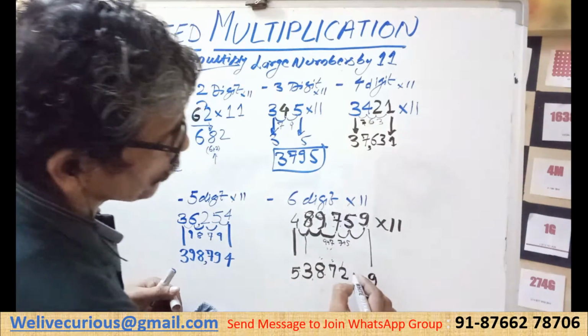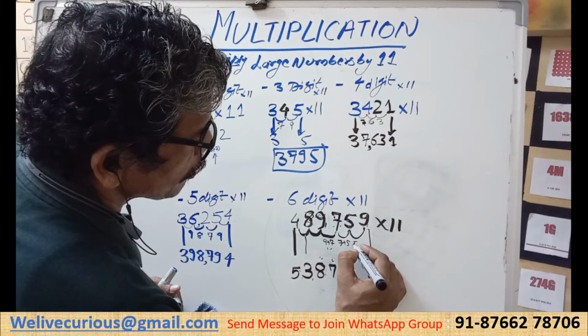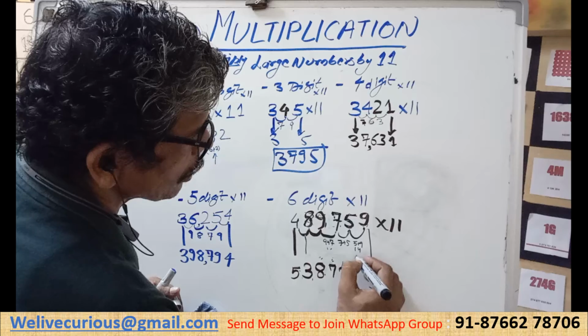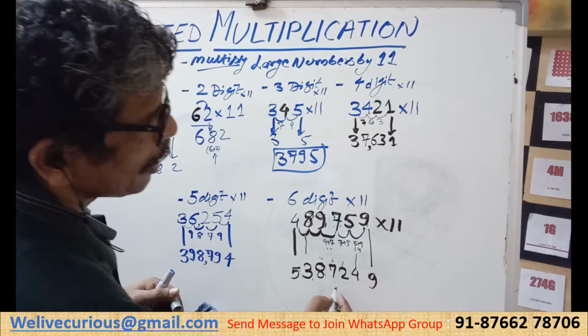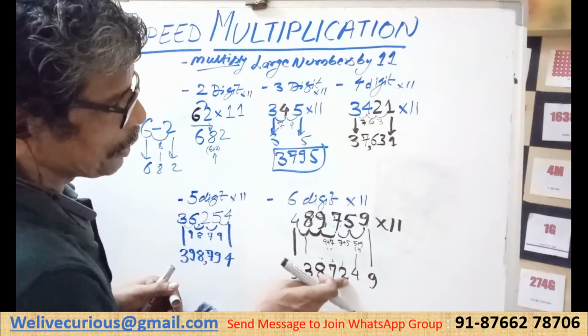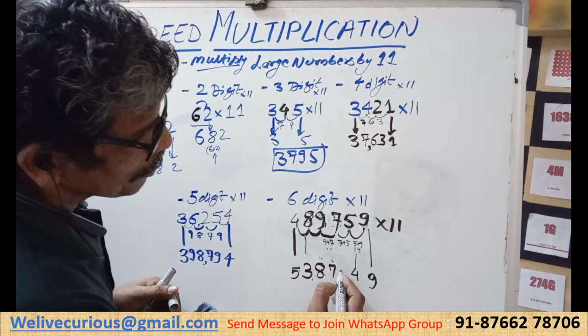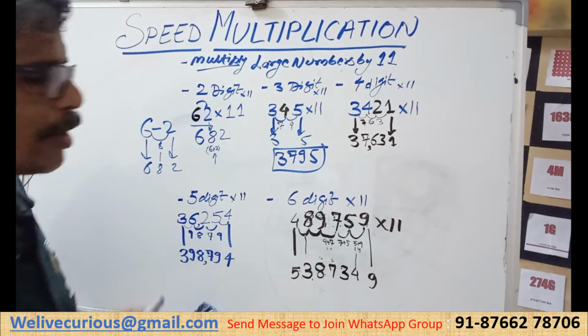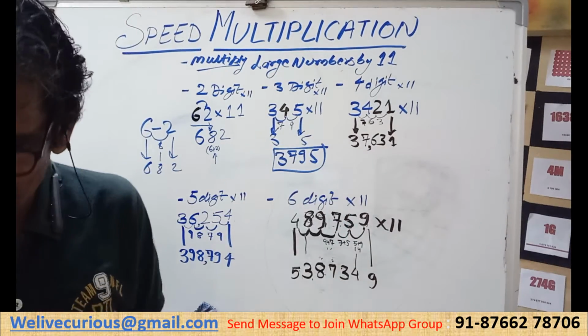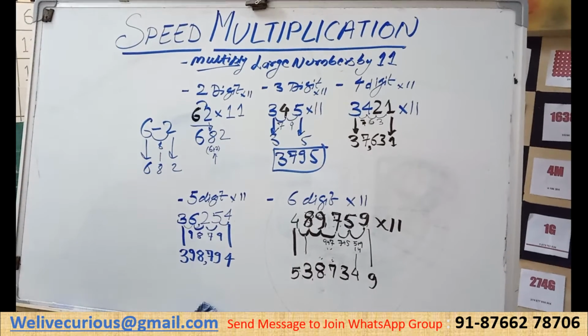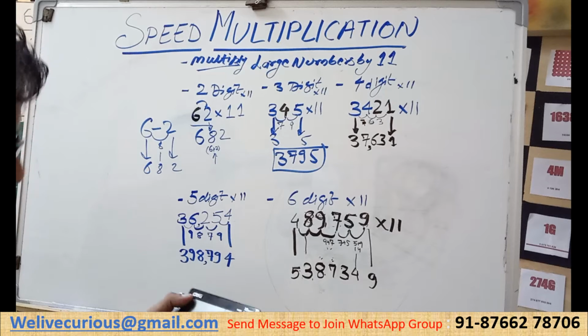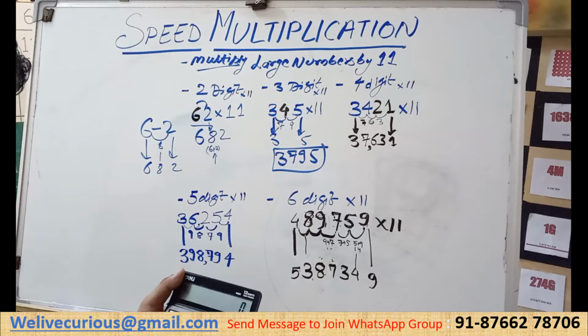Fine. 5 plus 9, how much? 14. So 4 you drop here and 1 goes where? 1 goes to the left. Makes 2, 3. What else now? Come on, we did a great job here. Multiplied it with 11 with carry forward. Yes, let's see if we succeeded here.